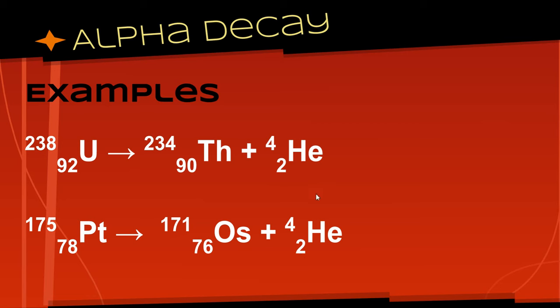What you're really looking for here is to see either this helium nucleus or, like I said, that alpha symbol. Either one will work. But we noticed that we also changed the mass number and the atomic number. We changed both of those. So that's what we're looking for in alpha decay.